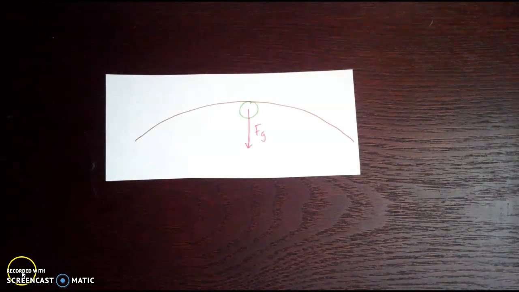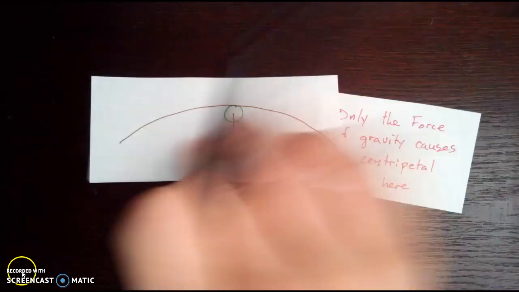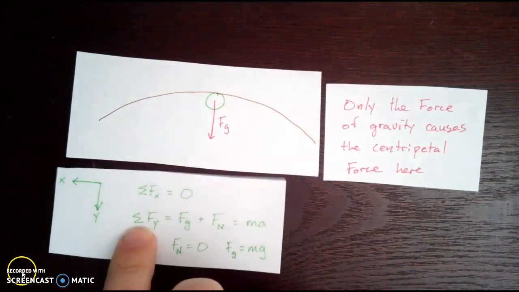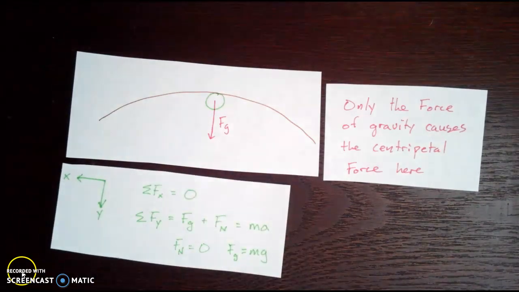So that means that only the force of gravity is going to cause our centripetal force in this location. Okay, so we have our free body diagram. So we need to set up a coordinate system. So let's say that down is going to be the positive y direction, and then x we can make whatever direction because we don't have any forces there.